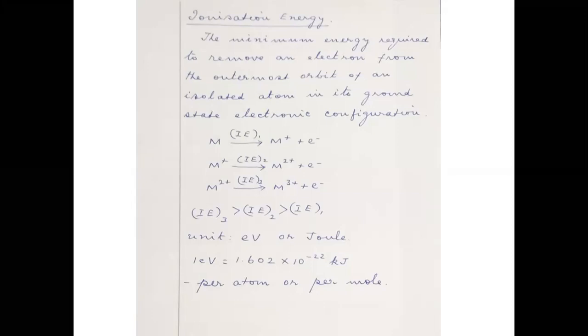And the ionization energy is expressed in the units of electron volt or joule. And 1 electron volt is 1.602 into 10 power minus 22 kilojoule. And the ionization energy can be measured per atom or per mole.